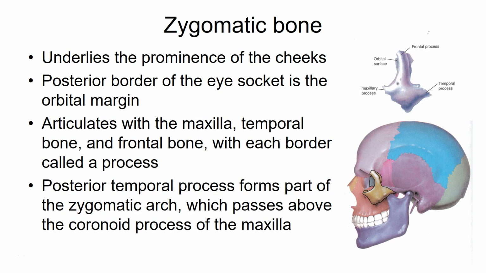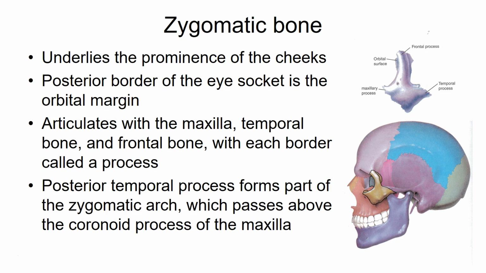The zygomatic bone is the bone that makes up the prominence of the cheeks. The posterior part of the eye socket is the orbital margin of the zygomatic bone. The zygomatic bone connects with a lot of other facial bones. It articulates with the maxilla. It also articulates with the temporal bone of the skull and the frontal bone of the skull.